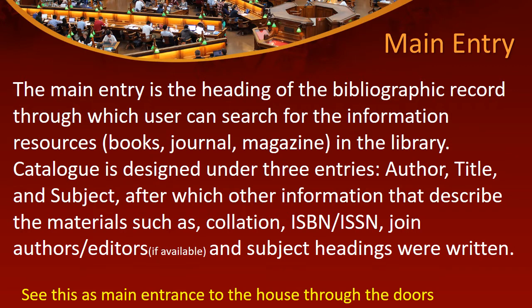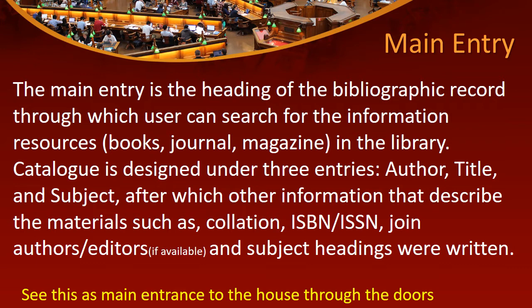The main entry now. The main entry is the heading of the bibliographic record through which users can search for the information resources, books, journals, magazines, etc. in the library. And catalog is designed under the three entries, which are the author, the title, and the subject, after which other information that describes the material such as collation, ISBN, joint author or editor if any available, and subject heading are written.